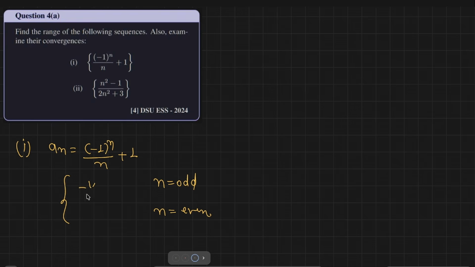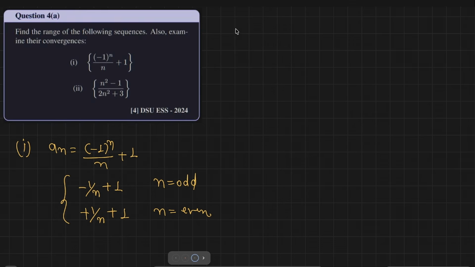If n is odd, then it will be minus 1, because if the power is odd, it will be minus, plus 1 by n. Otherwise it will be plus 1 by n. So it depends on whether n is odd or even. If it is odd, then this term; if it is even, then this term.